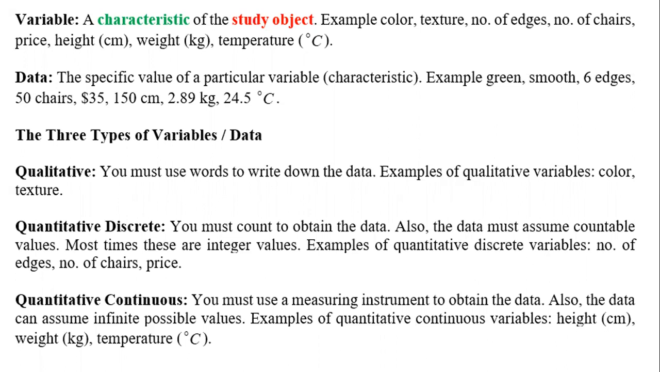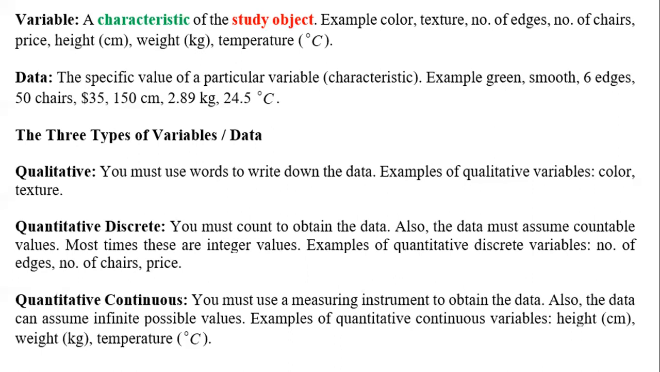Example, the variable color, data green. The variable texture, data smooth. Number of edges, 6 edges. Number of chairs, 50 chairs. Price, $35. Height, 150 centimeters. Weight, 2.89 kilograms. Temperature, 24.5 degrees Celsius. So the data is a specific value, whereas the variable is the characteristic.